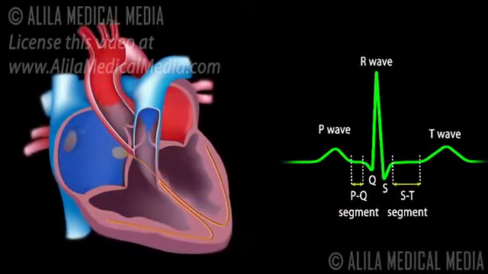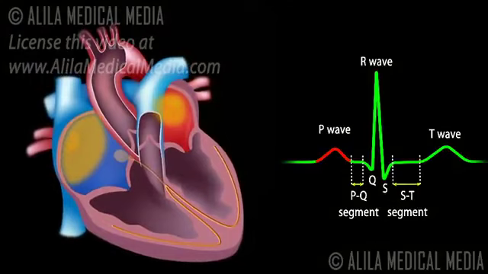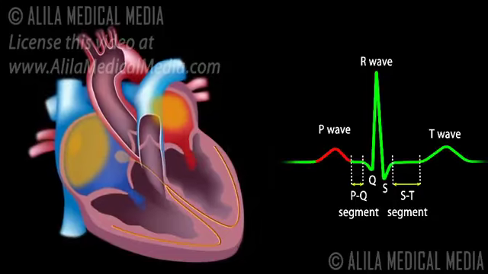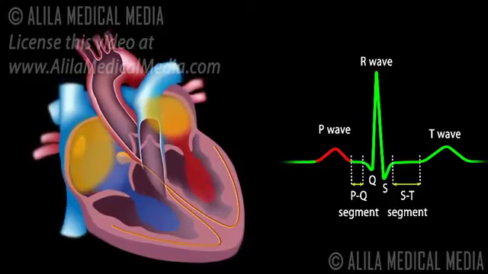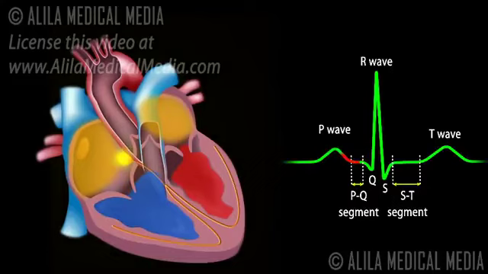When the atria are full of blood, the SA node fires, electrical signals spread throughout the atria and cause them to depolarize. This is represented by the P wave on the ECG. Atrial contraction, or atrial systole, starts about 100 milliseconds after the P wave begins. The PQ segment represents the time the signals travel from the SA node to the AV node.